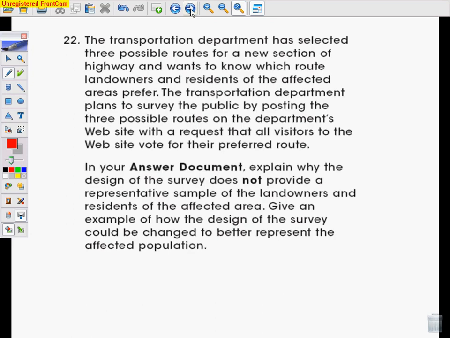All right. Number 22. The Transportation Department has selected three possible routes for a new section of highway and wants to know which route landowners and residents of the affected areas prefer. The Transportation Department plans to survey the public by posting the 3 possible routes on the department's website with a request that all visitors to the website vote for their preferred route. In your answer document, explain why the design of the survey does not provide a representative sample of the landowners and residents of the affected area. Give an example of how the design of the survey could be changed to better represent the affected population.